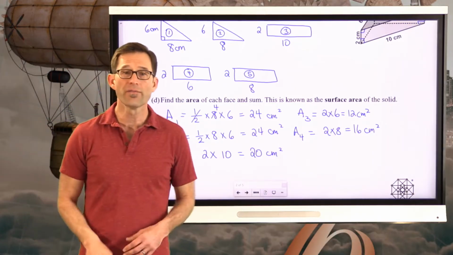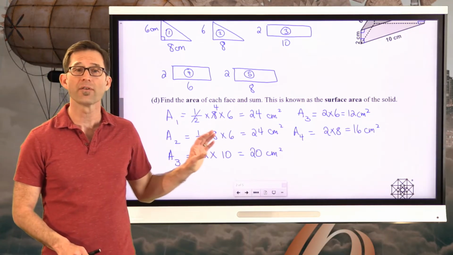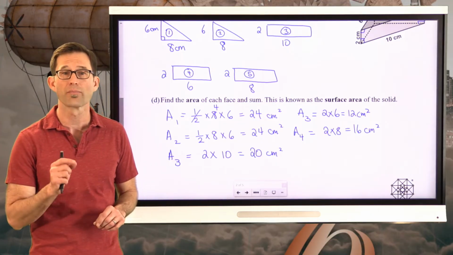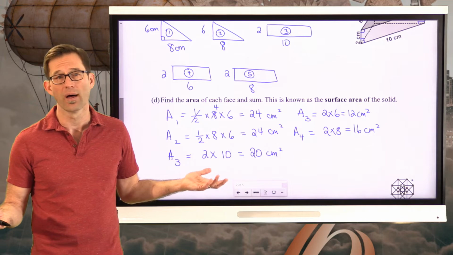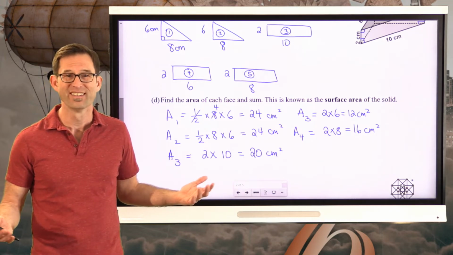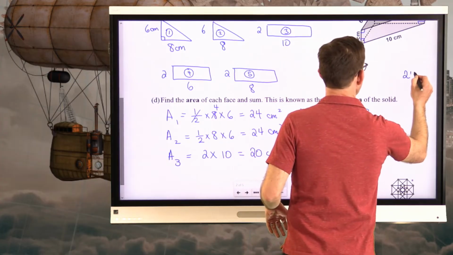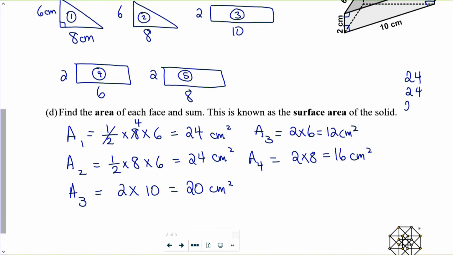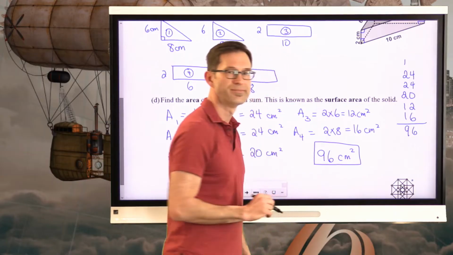All right. We have literally found 5 areas for the 5 faces that enclose our right triangular prism. Now all we need to do is add them all up, right? And that is always annoying. You know, it's never particularly fun, but I could kind of put them over here: 24, 24, 20, 12, 16. Let's see if I can add these all up without making a mistake. 6 plus 2 is 8. Plus 4 is 12, plus another 4 is 16. 1 plus 2 is 3, plus another 2 is 5, plus another 2 is 7, 8, 9. Looks like I have 96. And specifically, I have 96 square centimeters.